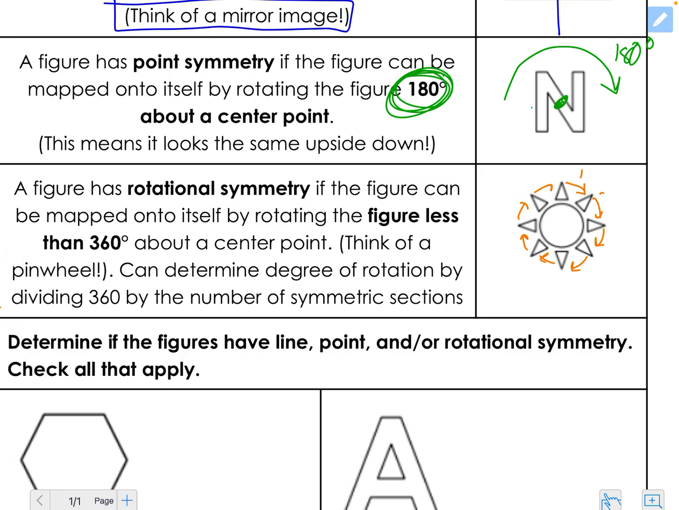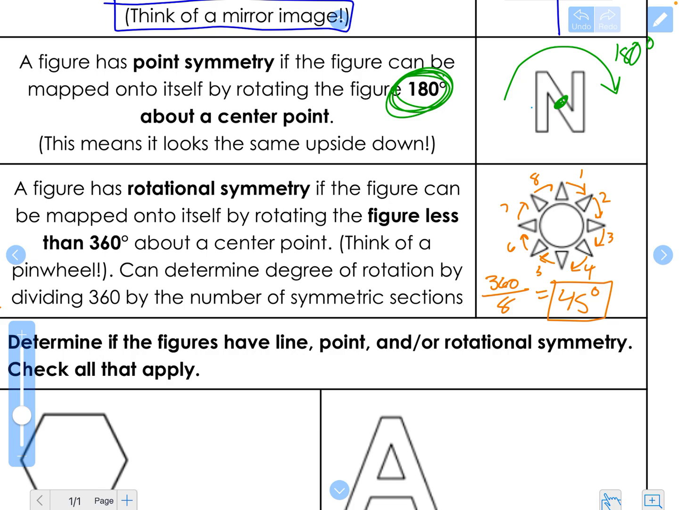So if I count, I've got 1, 2, 3, 4, 5, 6, 7, 8 points of rotational symmetry. So if I take 360, which is the number of degrees in a circle, and I divide it by 8, I get 45 degrees. When we are talking about something having rotational symmetry, we also talk about how many degrees it has, and that depends on how many ways we can rotate it. So this sun here has rotational symmetry at 45 degrees.